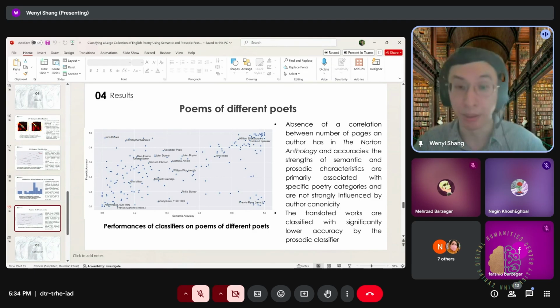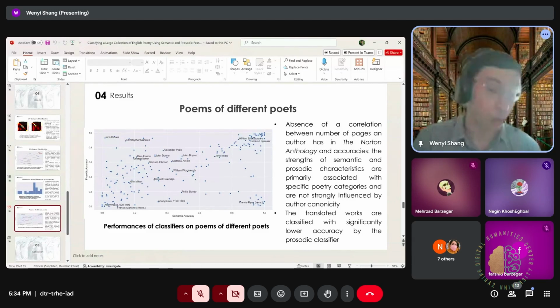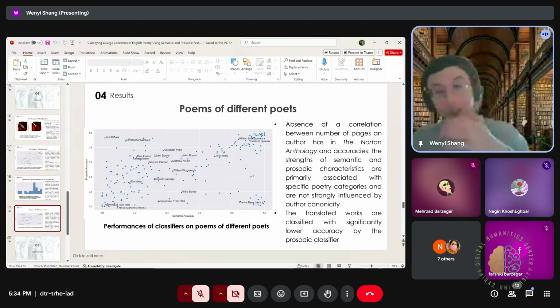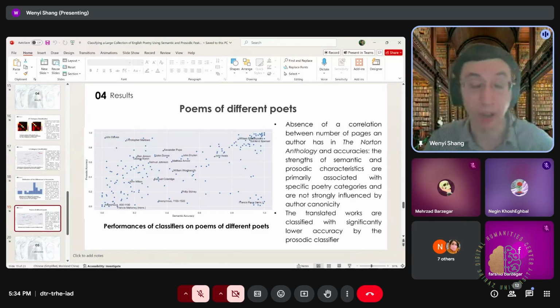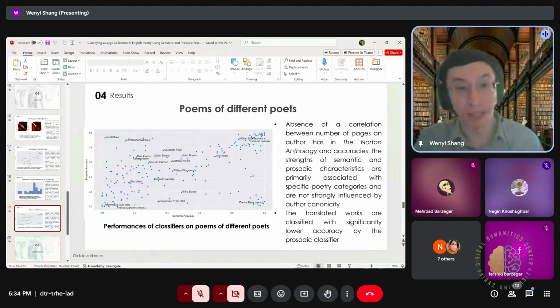This is very understandable, since when we translate a poem, let's say from French to English, the meters and the rhyme and the prosodic patterns can be easily lost in such cases, so that these poems cannot be very well classified by the prosodic features. But this is quite intuitive and not surprising at all. This is the only significant pattern that is observable, but not the poetic canonicity.